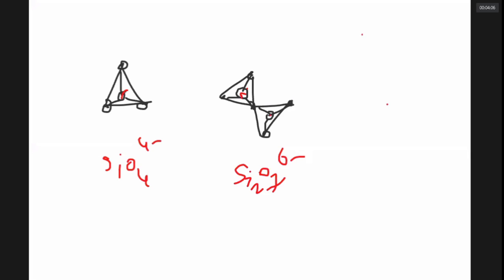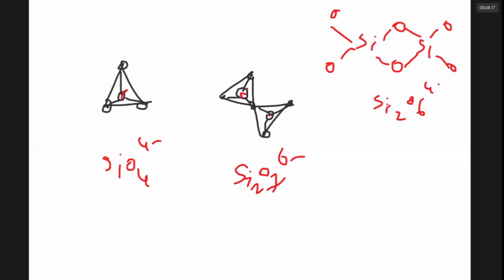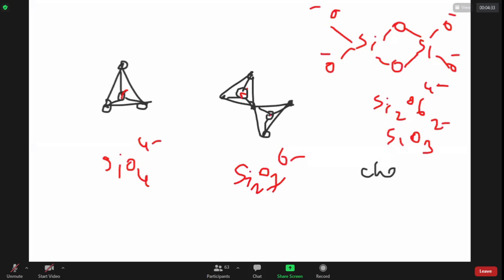If two are shared, I can write like this, sir. 1, 2 are shared. If two are shared, it is like Si2O6 4 minus, or simply SiO3 2 minus. If two corners are shared, what do you call such silicate ion, sir? Either it is a chain silicate or it is a ring silicate. There are two variants.